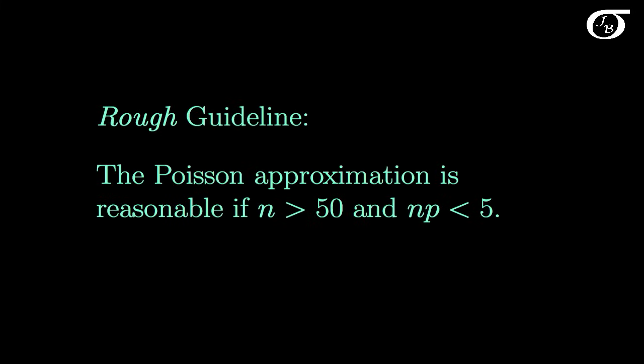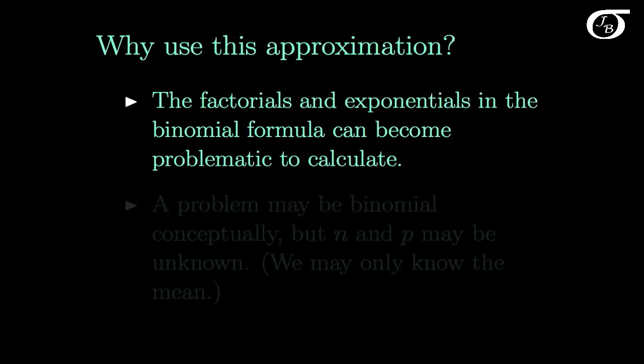Here's a very rough guideline. The Poisson approximation is reasonable if n is greater than 50 and n times p is less than 5. Now, this is just a rough guideline. The approximation is going to work best when n is really big and p is really close to 0. So whether it's a reasonable approximation or not depends on your needs, but this is one rough guideline one could use. Why use this approximation?